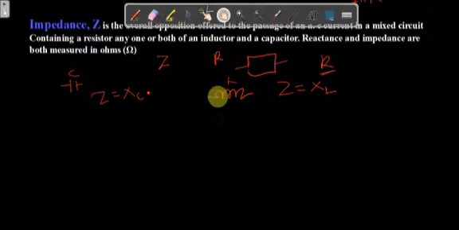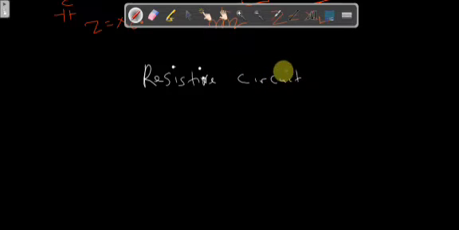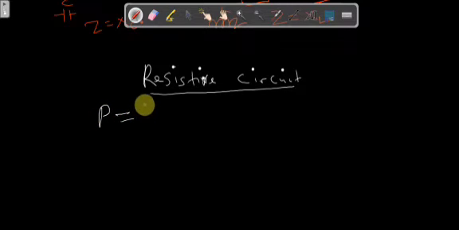Next, we're going to look at the power in an AC circuit. For a resistive circuit, the power, or the average power, is given as IRMS times VRMS. So that's the power.